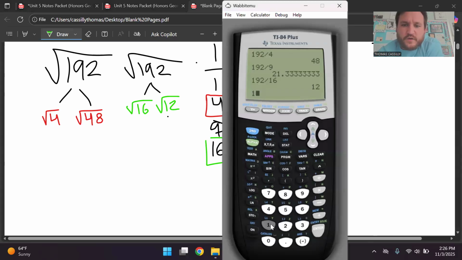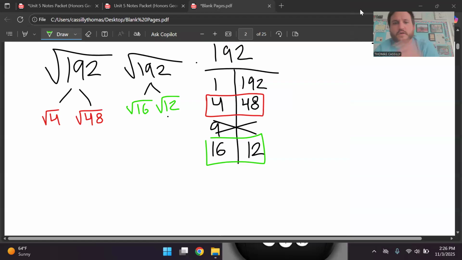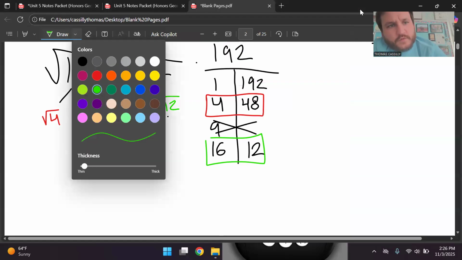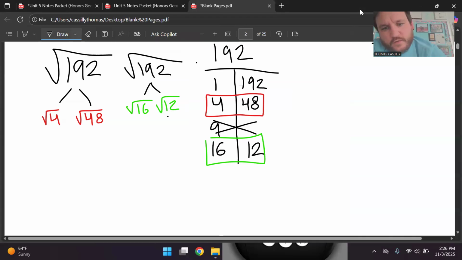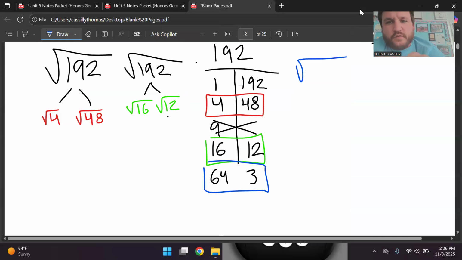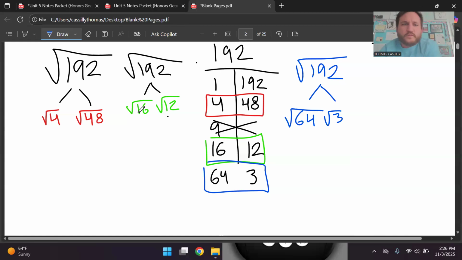So let's do 192 divided by maybe 64. I think 64 works. It's 3. All right, so I'm going to write that one down. I think that's the next one that worked. So we had 64 and we had 3. So that's also a perfect square. So that's another one that we would have to consider. So we have the square root of 192. That simplifies down into 64 and 3. All right, so all of these get you the same thing.